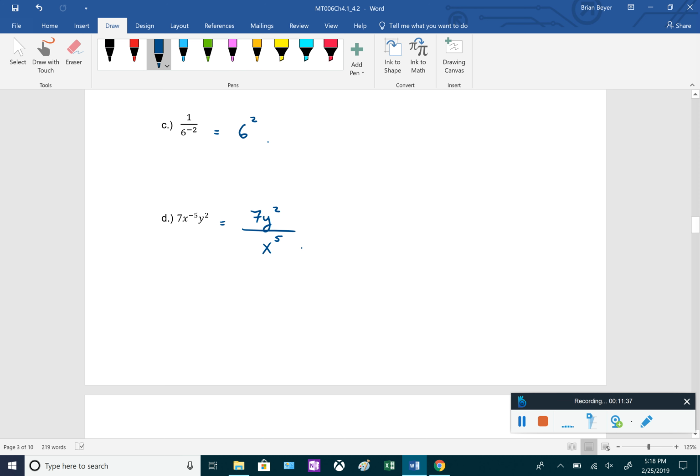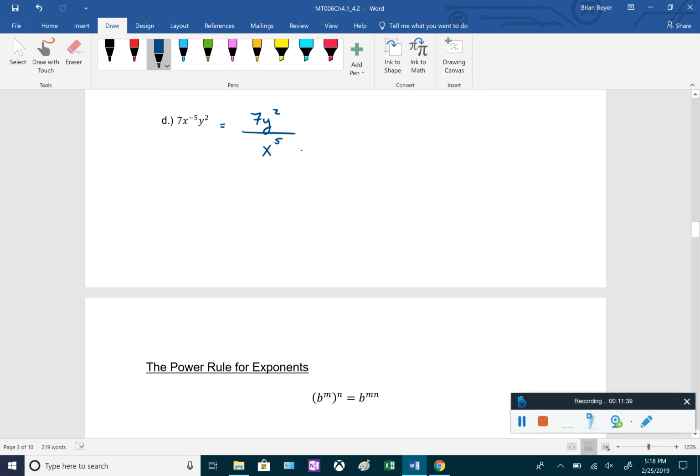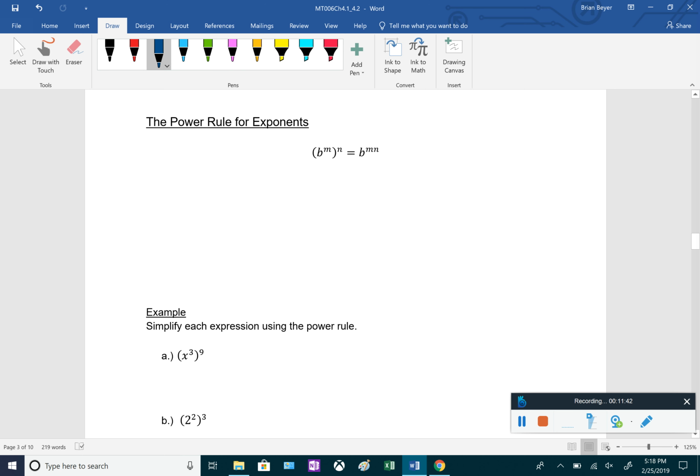Okay, and for the next one, a couple more I think, is the power rule for exponents. The power rule says if we have b to the m, so we already have an exponent on a base, and then we raise it to another power, which is n, b to the m to the n. To combine that, to get rid of those parentheses, we have to multiply those powers. So it's b to the m times n. So if we have a power to a power, we have to multiply.